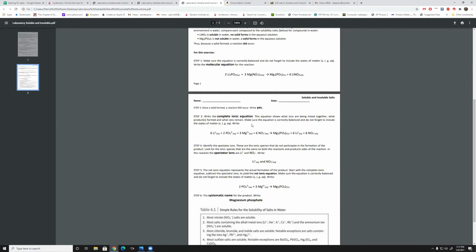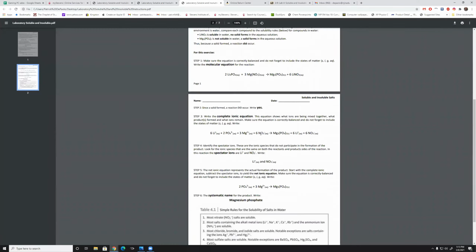So that's the purpose of it. I'm sure you definitely learned how to do it, but the purpose of it is to show, in the water, if you were the size of a water molecule, what would you see? And the answer for this reaction that we saw is you would see 6 lithium plus ions bumping around for every 2 phosphates, for every 3 magnesiums, for every 6 nitrates.